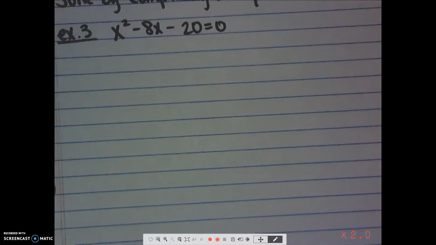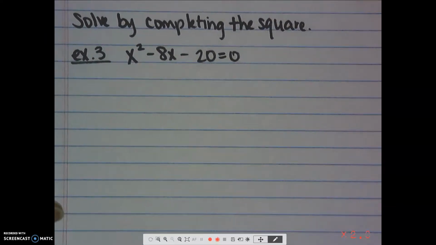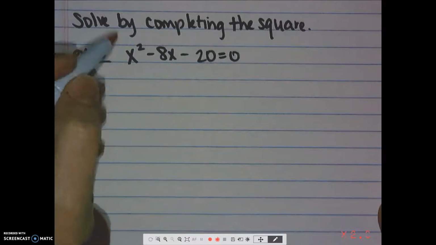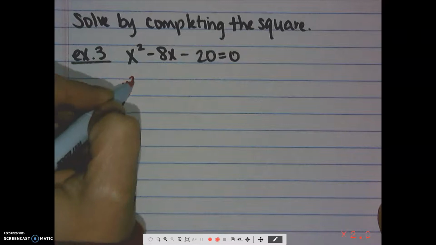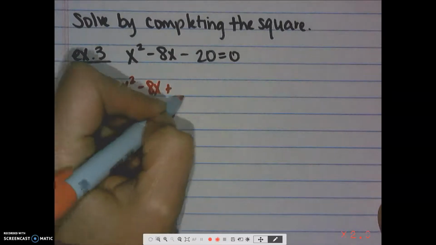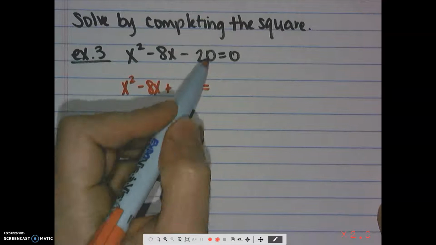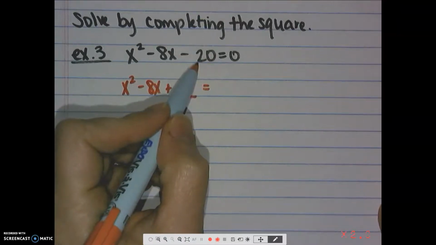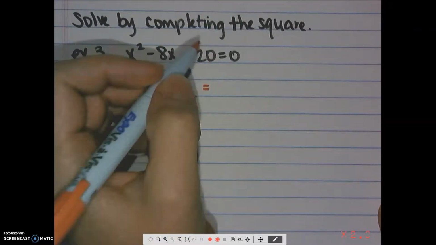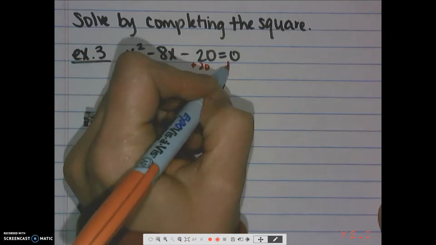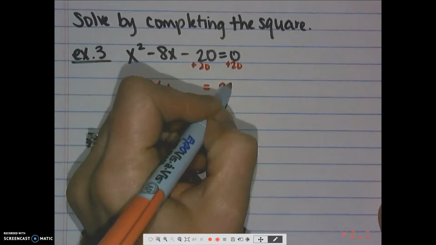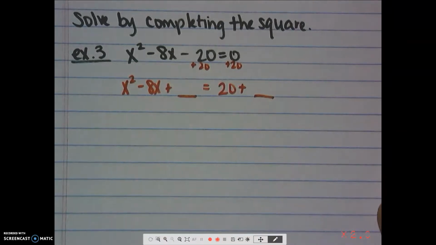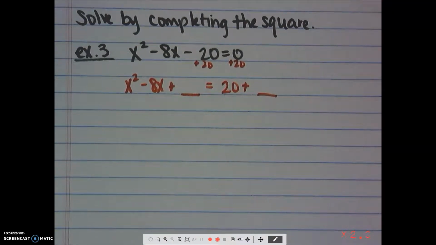So let's take a look at solving a couple of these. We're going to solve by completing the square. Here we have x squared minus 8x minus 20 equals 0. The first step is to get it into the proper form. That means that we need to keep x squared minus 8x. We have a plus blank here. Now, how do we move this value? Since it was a negative 20, we would need to add 20 to both sides. So that means that we would have 20 plus blank. Okay, so that's in the proper form now.